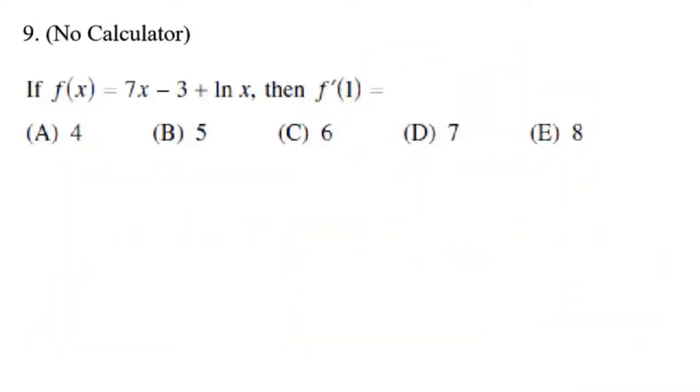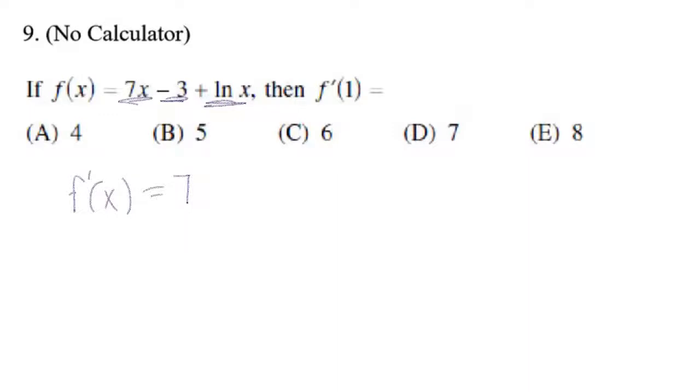Okay, so for number 9, we need to find the derivative, then plug in, and let's be careful with our notation. Always show the derivative first, then plug in, especially on free response. Now, multiple choice, nobody really cares, but free response, you need to get in a good habit of doing that. So our derivative of 7x is 7. The derivative of negative 3 is 0.